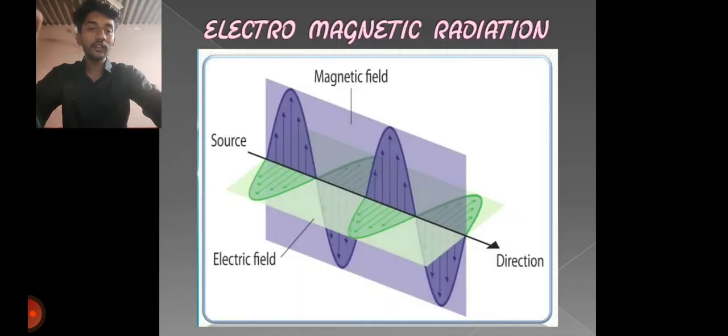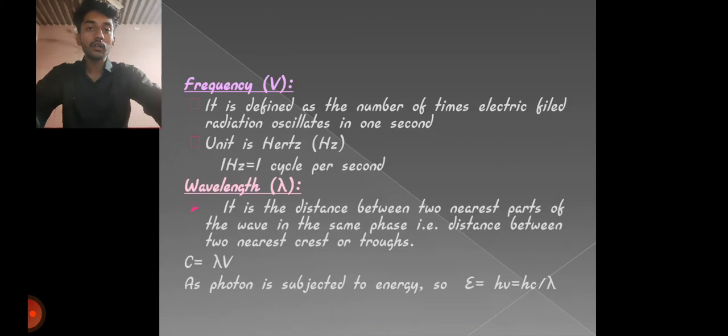So this is the 3D structure of a wave, and it is an electromagnetic radiation. So let us understand what is frequency and what is wavelength.